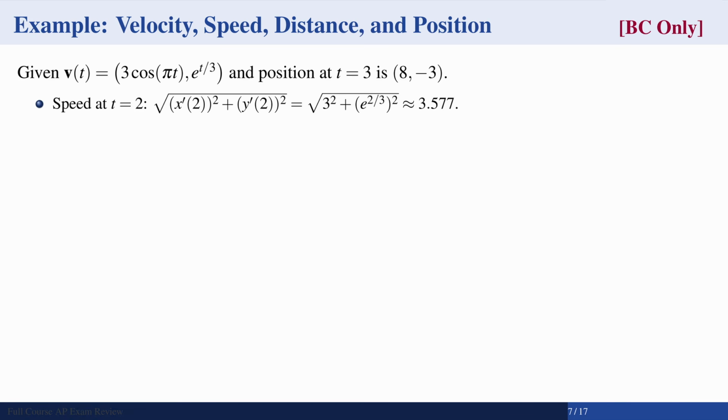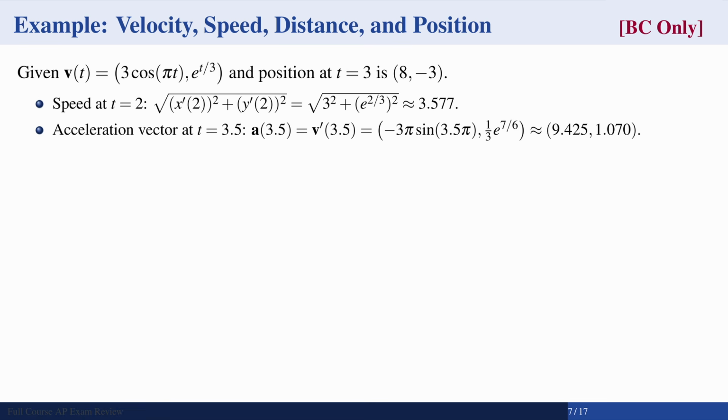Okay, now we're just going to do an example that covers almost everything I think you would run into. So we are given that v of t is 3 cosine of pi t, comma, e to the t over 3, and the position at t=3 is 8, comma, -3. So notice that's the position at t=3. First up, if we want the speed at t=2, that's going to be the square root of x prime of 2 squared plus y prime of 2 squared. Grab a calculator. I got 3.577. I checked these answers once, so let me know if these aren't right.